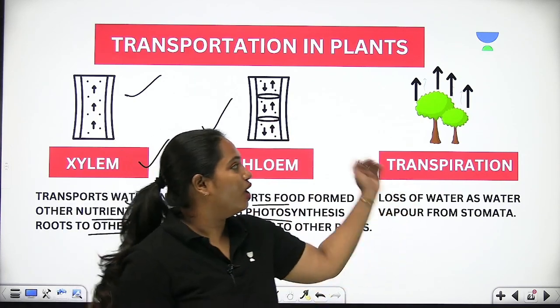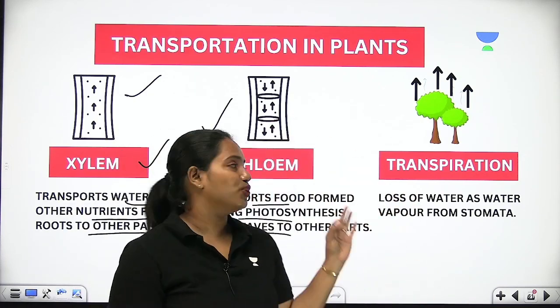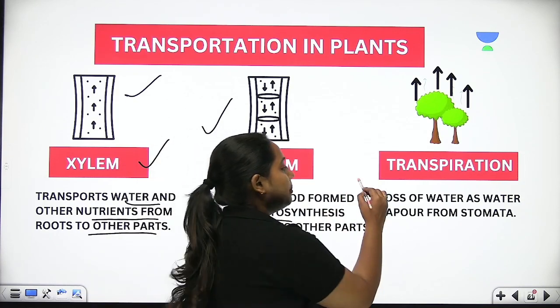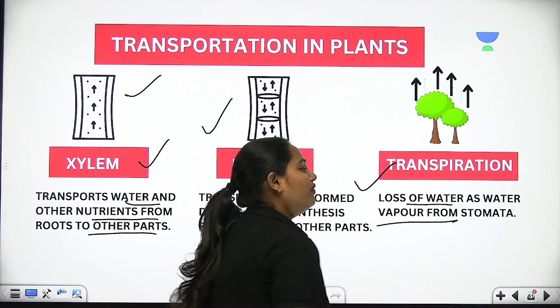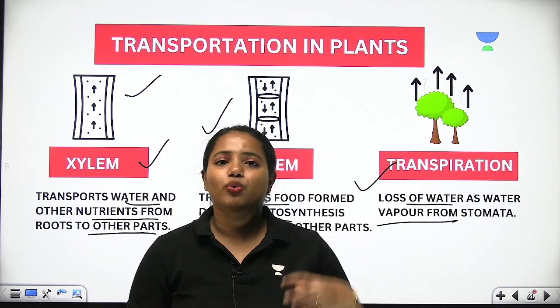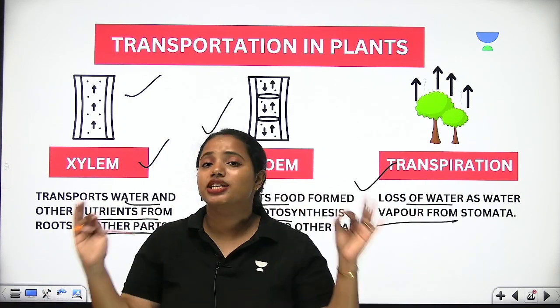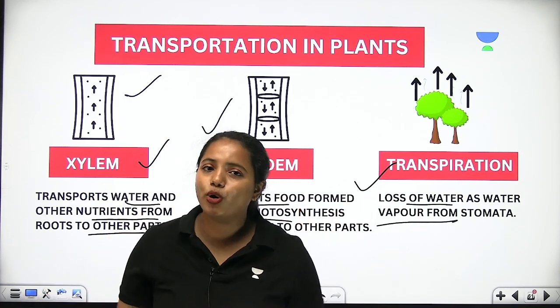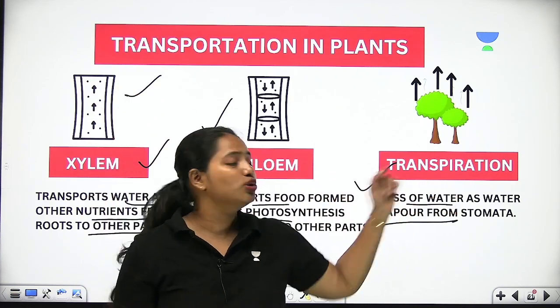Clear? And now we are going to talk about transpiration. What is meant by transpiration? It's nothing but the loss of water as water vapor from stomata. So if there is a high rate of evaporation due to high temperature, what happens? More and more water vapor will be released through stomata.